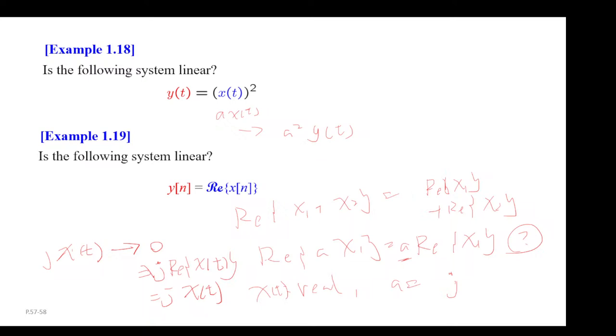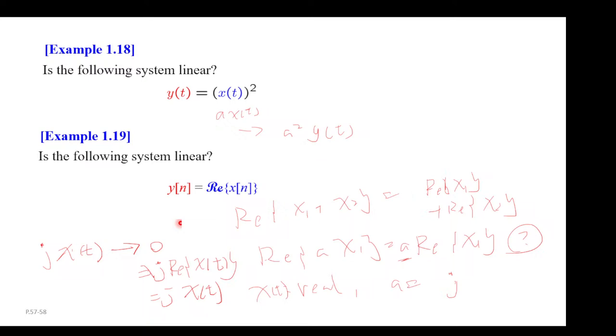So we have an example here. You have j times x of t, with x of t being real. So j x of t with x of t real goes to zero, and that's not j times the real part of x of t. So this is a trick question, and this is actually not linear if you have complex coefficients. The complex a might just become zero by taking the real part.